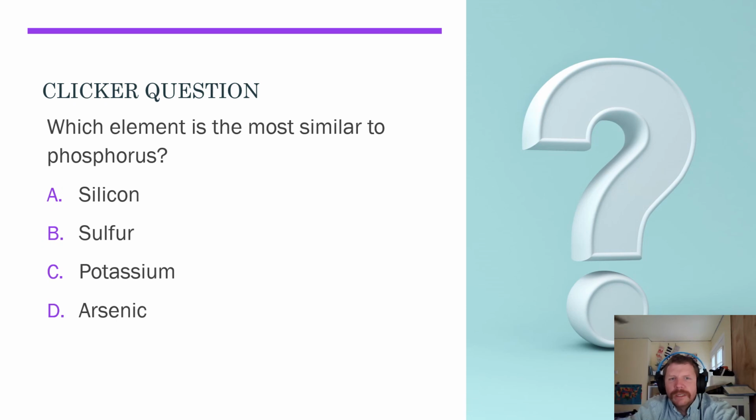Which element is the most similar to phosphorus? So for similarity we're looking at the same group. Phosphorus is in group 5, and in that group is nitrogen, phosphorus, arsenic, antimony, bismuth. So we've got arsenic right below it. So not potassium. That's kind of a tricky question because you're looking at phosphorus, oh, well, that starts with a P. Not sulfur, not silicon. Arsenic is the correct answer.